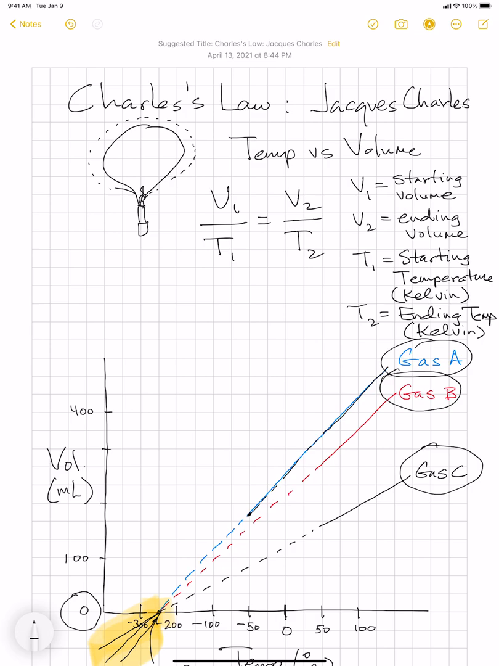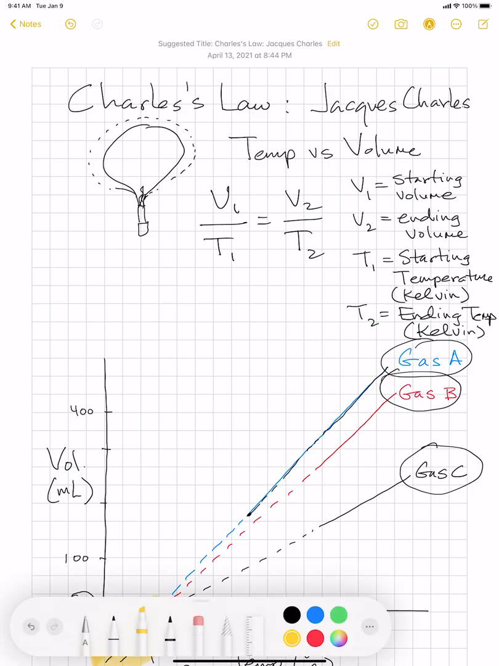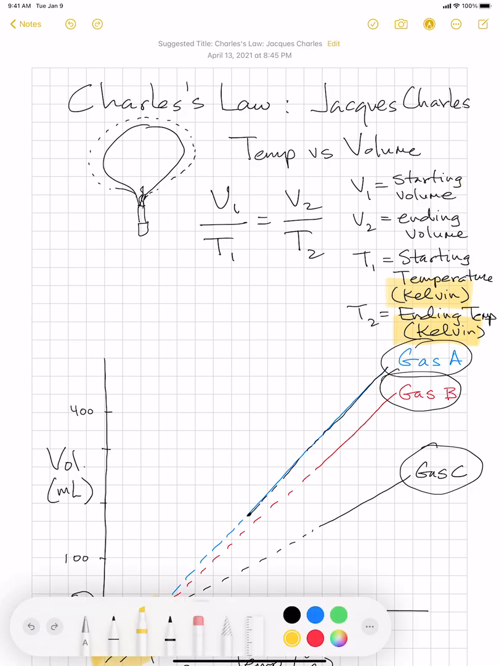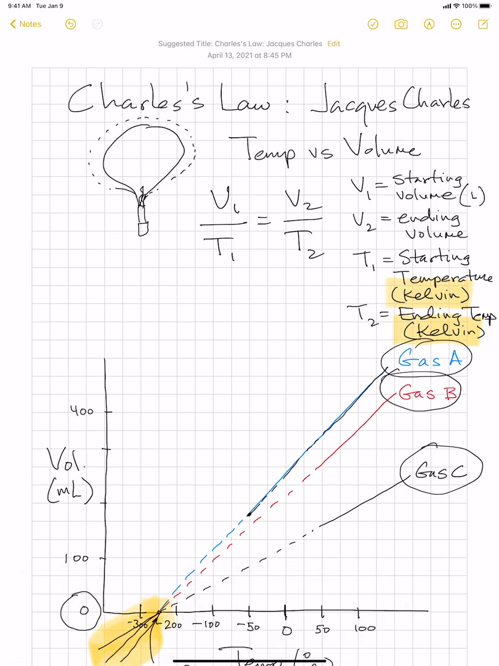So it's very important that you remember that, because that would be a good way to make a mistake on these problems if you didn't remember to put the temperature in Kelvin. Volume is typically going to be in terms of liters, but it could be in milliliters. As long as both of the volume measurements are the same unit, you would be fine.